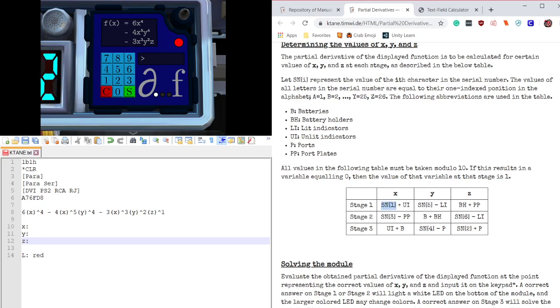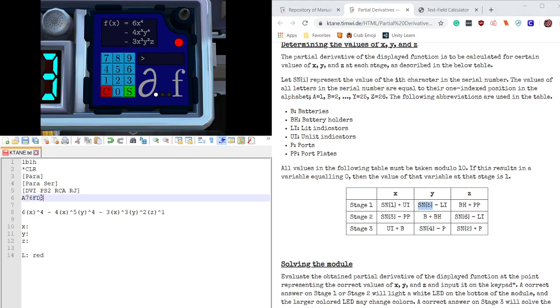So SN1 would mean the first character of the serial, which is this alpha. SN3 would mean the third character of the serial, which is the 6, not the F. SN4 is the fourth character, which is F. SN6 is the last character, which is 8. SN2 is the second, which is 7. And SN5 is the fifth, which is D.